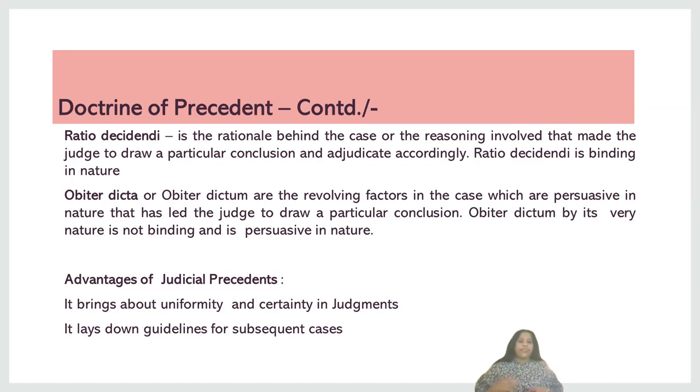They are basically obiter dicta, or obiter dictum. They are the revolving factors in the case which are persuasive in nature that have led the judge to draw a particular conclusion. So obiter dictum or dicta by its very nature is not binding, but is merely persuasive in nature. So what are the advantages of using judicial precedents?